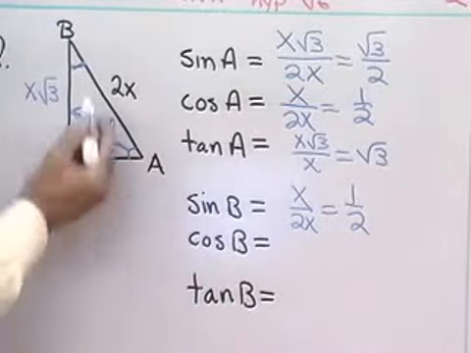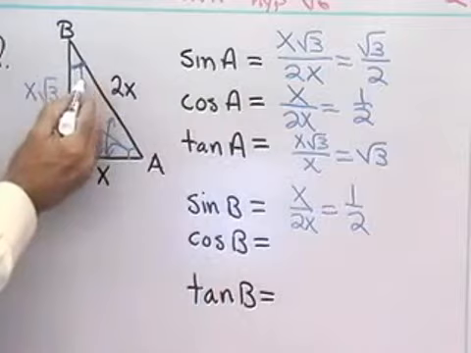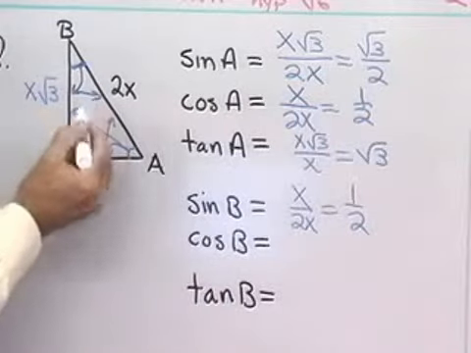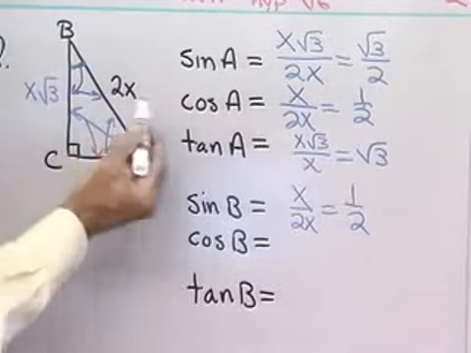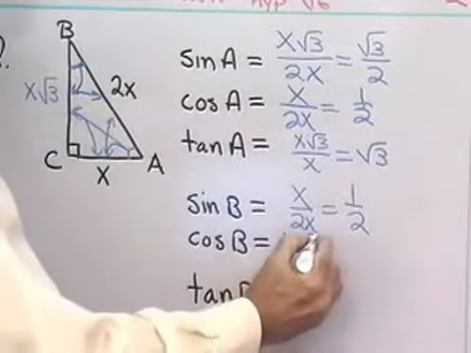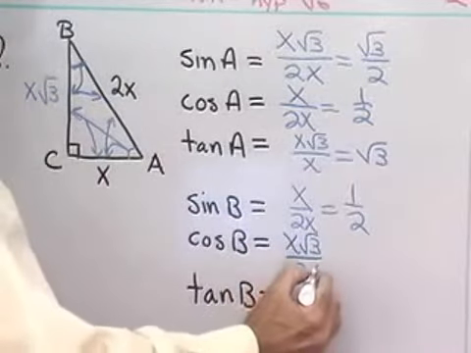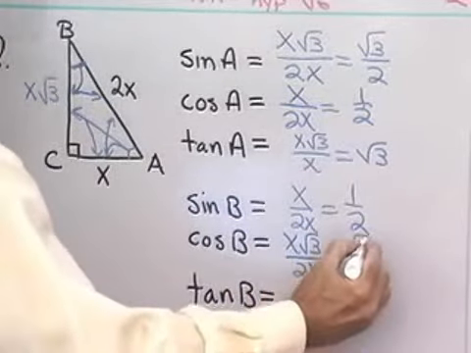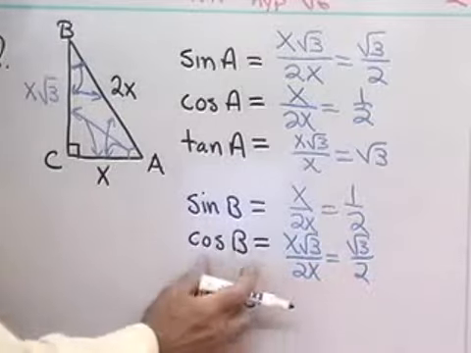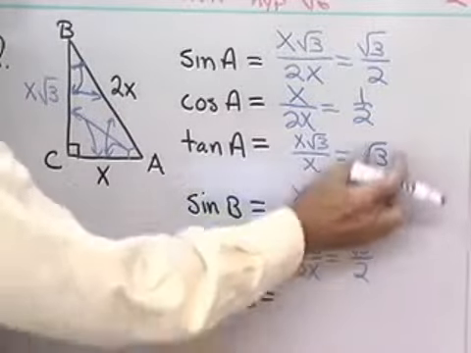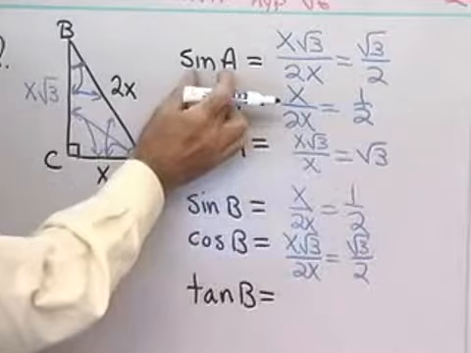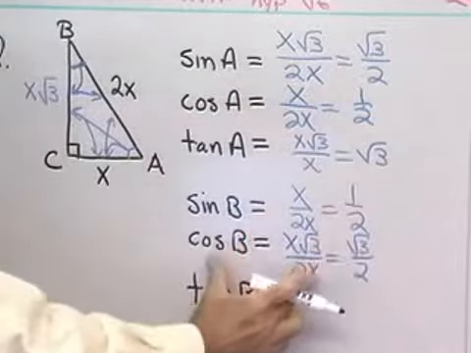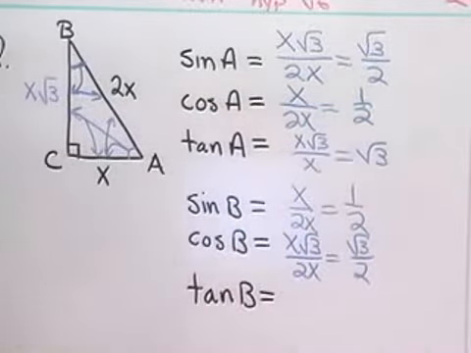Let's look at cosine B. Cosine of angle B will be the side adjacent divided by the hypotenuse. So x square root 3 divided by 2x. My x's divide out, and I have square root 3 over 2. And I notice that cosine of B is the same as the sine of A. And A and B add up to 90 degrees. The cosine of one is the sine of the other.